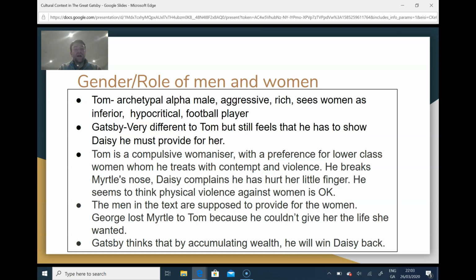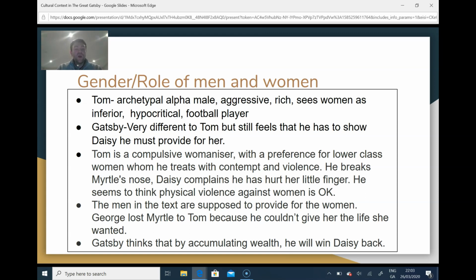Okay, look at Tom. He's the archetypal alpha male. He's aggressive, he's rich, he sees women as inferior. He's hypocritical. How's he hypocritical? He has numerous affairs with numerous women, but when he finds out Daisy has an affair, he loses it. Okay, so very hypocritical. He's the star football player in his youth. As Nick says at one point, he achieved everything by 21, so that everything after was like an anticlimax for him.